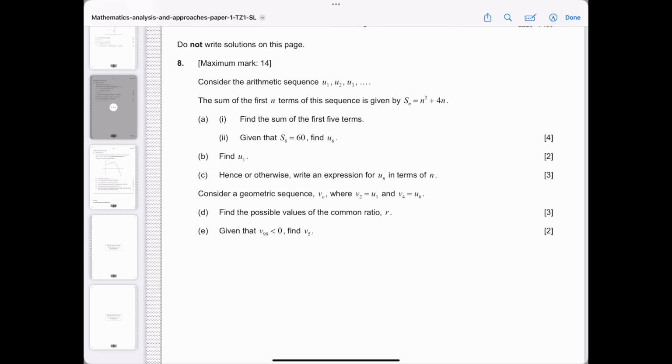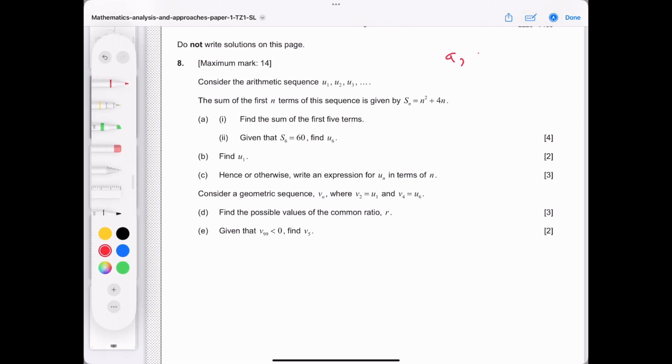I'm going to have to write the solutions on the page. So 8, consider the arithmetic sequence 1, 2, 3. Well, in my head, I always do it like this: A plus D, A plus 2D, etc. The sum of the first n terms of this sequence is given by n squared plus 4n. Find the sum of the first 5 terms.